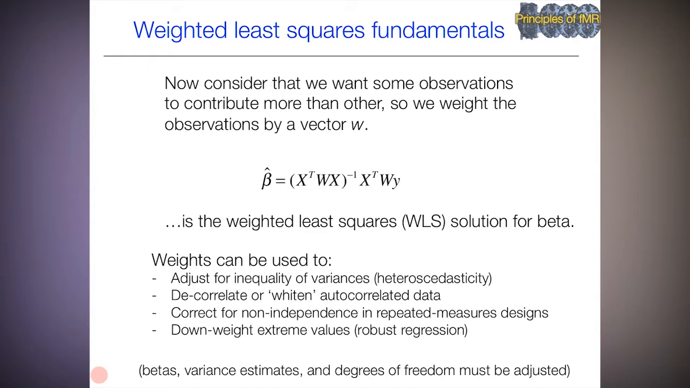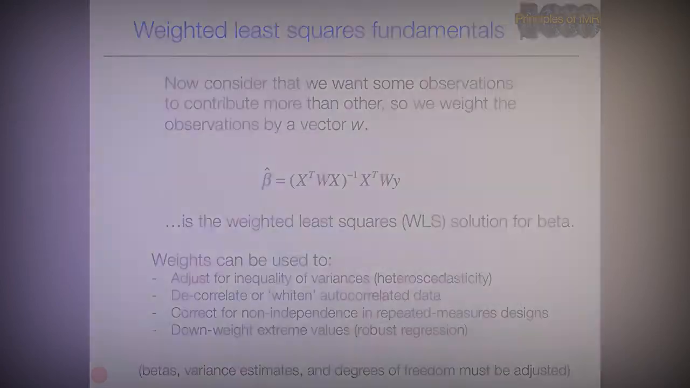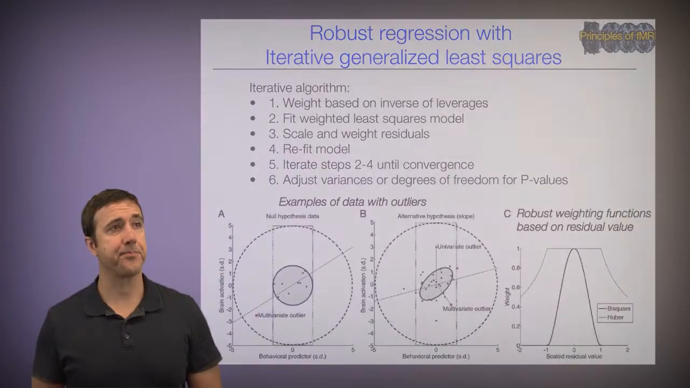And by the way, in all these cases, the betas, the variance estimates, and the degrees of freedom have to be adjusted as well for the fact that you're weighting the observations. So here is the robust regression algorithm with iterative generalized least squares. And we'll just walk through how the algorithm works in its basic form.